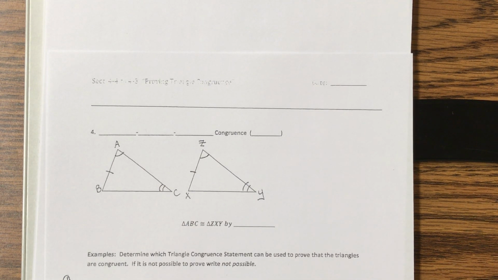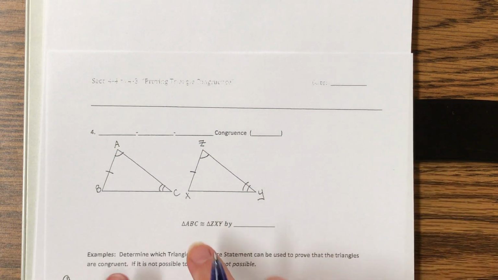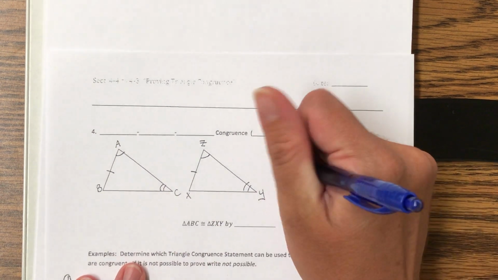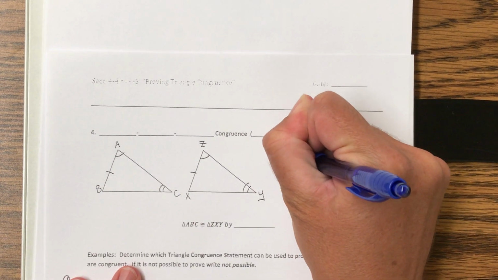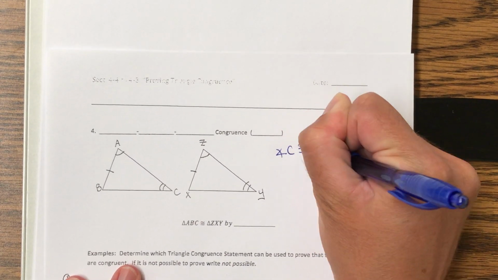So what is the justification for triangle ABC being congruent to triangle ZXY? Again, justifying why these two triangles are congruent based off of the facts only. So the first fact that I have in this picture is I want to start off by talking about angle C. Notice how angle C is congruent to angle Y.